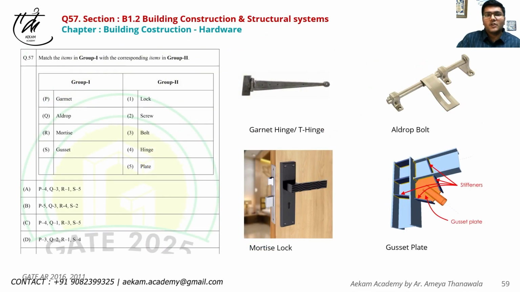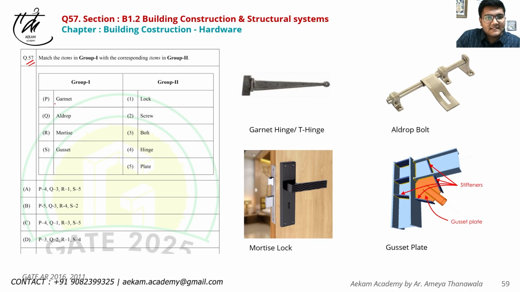So the next question, from this question onwards, we are starting with 2-mark questions. We have a total of 9 2-mark questions, which is a mix of MCQ, MSQ and NAT questions. Question number 57. Match the items in group 1 to the corresponding items in group 2. It is from B1.2 and the chapter is generally all these hardware and miscellaneous items that we use.